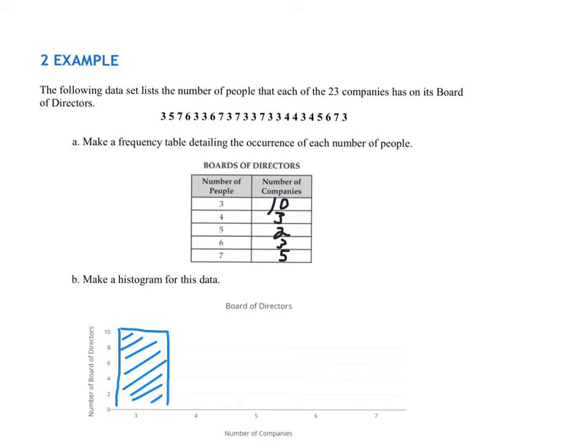4 had 3 people. 5 had 2 people. 6 was at 3 people. And 7 was at 5. Remember, in a histogram, all of the rectangles are going to be touching each other.